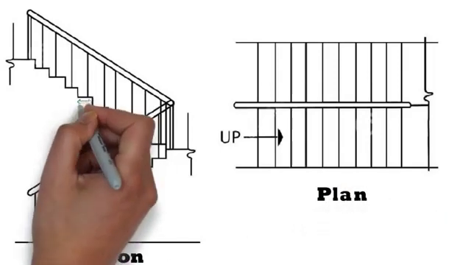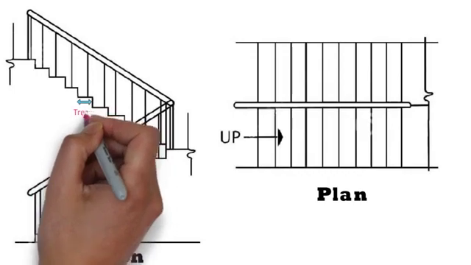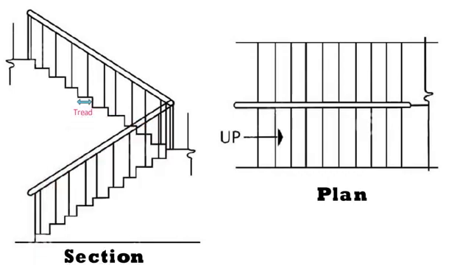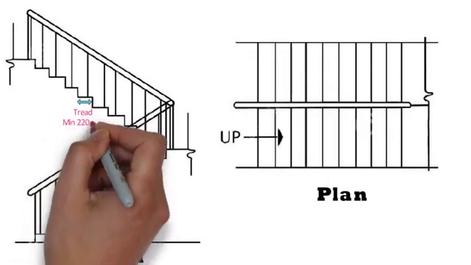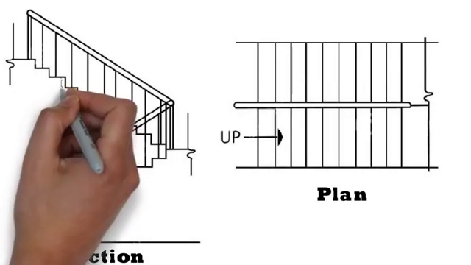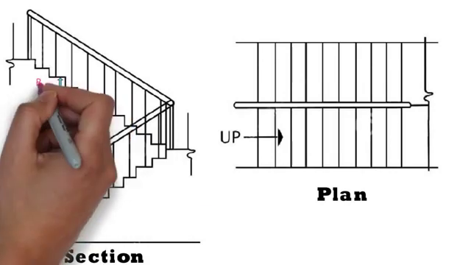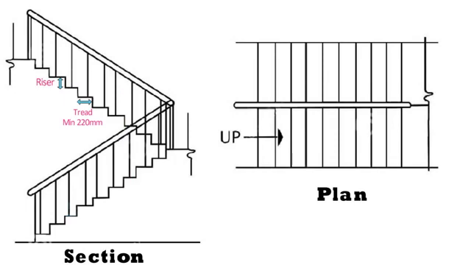This horizontal part where people step on is called as tread. It is also known as going. The minimum length of tread shall be 220 mm. The vertical distance between two steps is called as riser. The riser should be in between 4 inches to 7 inches.